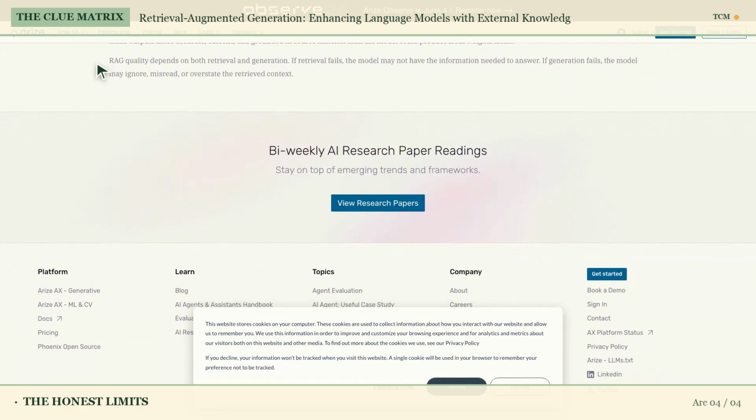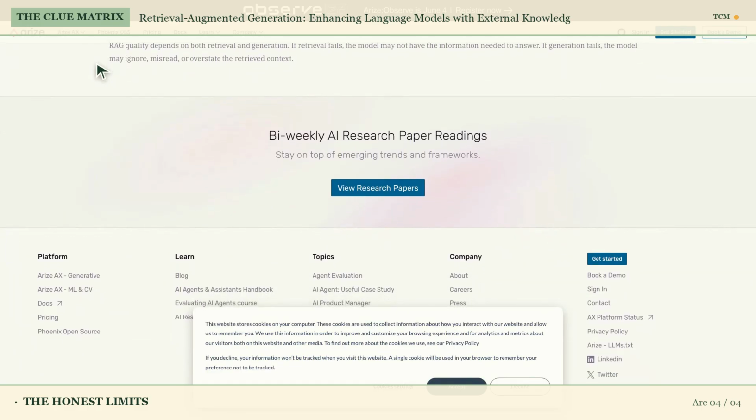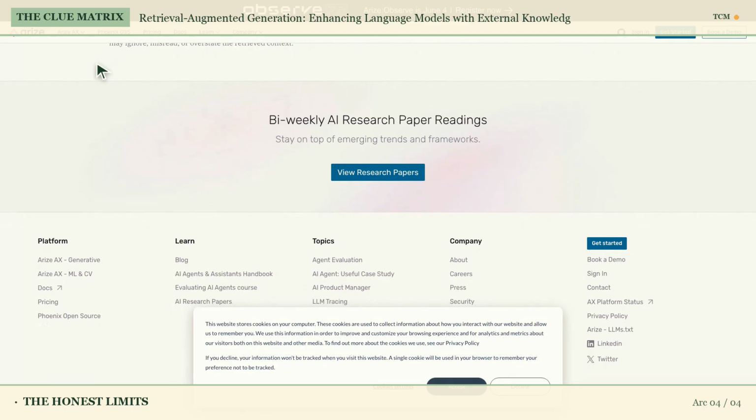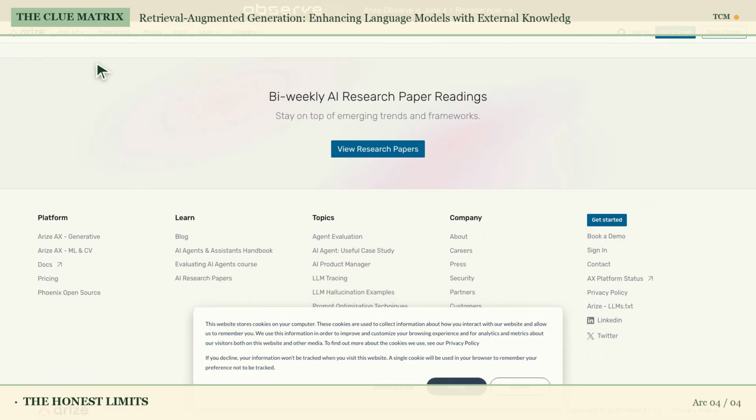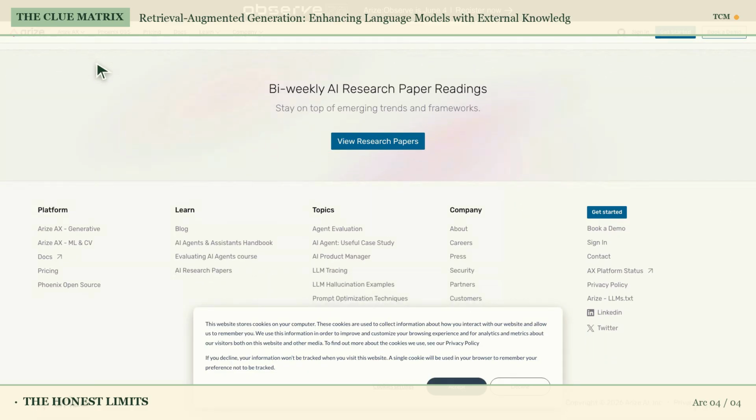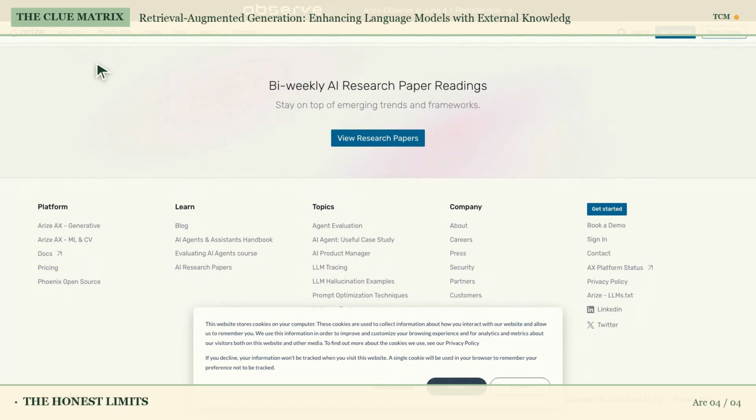So RAG doesn't fix hallucinations entirely, it just shifts the source of potential errors from the LLM's internal memory to the quality of the data it retrieves. And if the retrieval is good, but the LLM still misunderstands it?